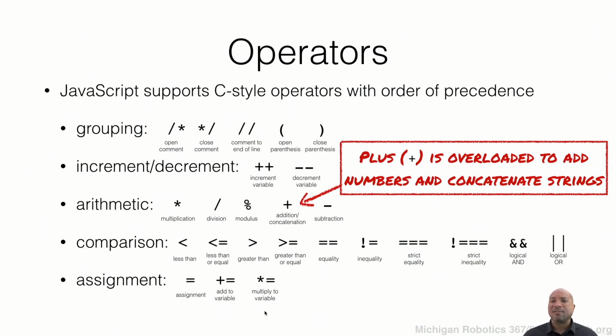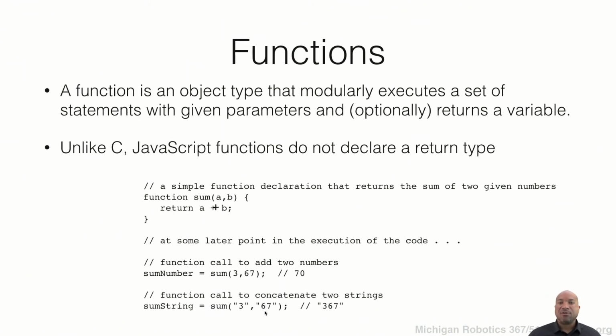We can look at this in the case of a new concept that we'll call a function. A function is an object, and is a type of object that executes a set of statements and optionally returns a variable. For instance, we can create a function. In this case, we can create a function that performs a sum, in particular, a sum of two numbers.